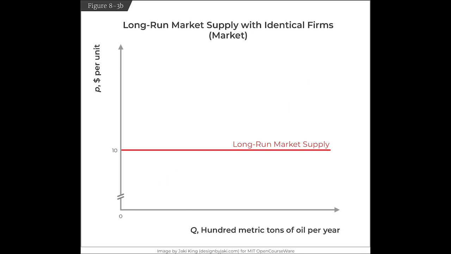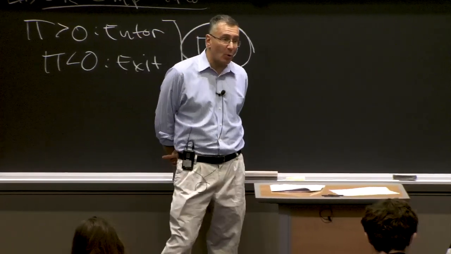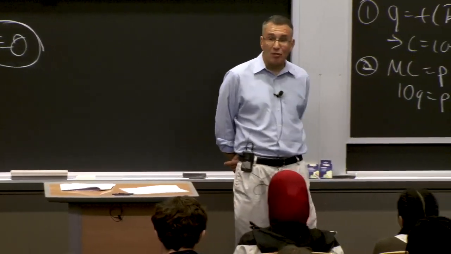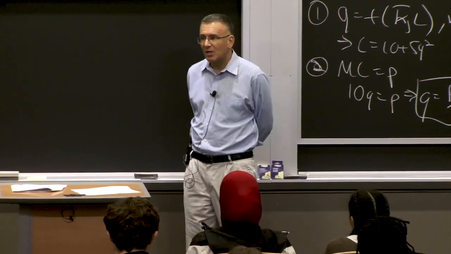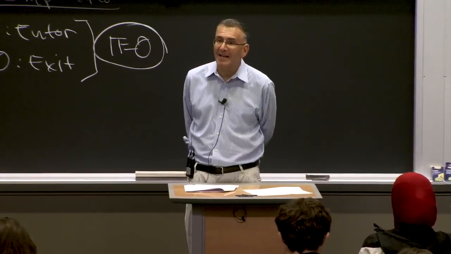The market long-run supply is the point where marginal cost equals average cost, or where supply equals average cost. Okay? And why is this? This is true because at any price above that point, if any firm tries to charge more than 10, they'll be driven out of business. If any firm tries to charge below 10, they won't make any money.